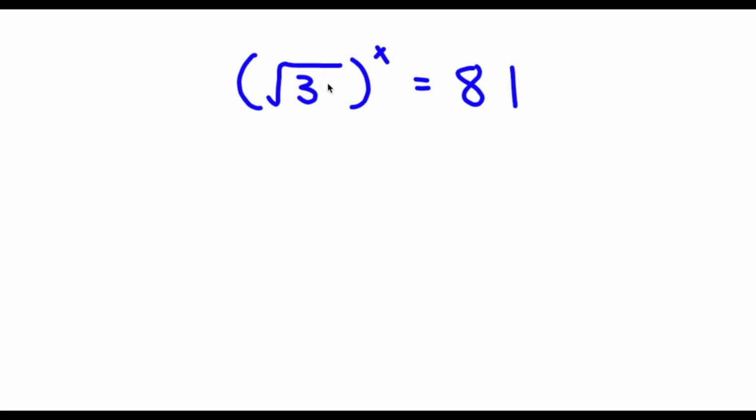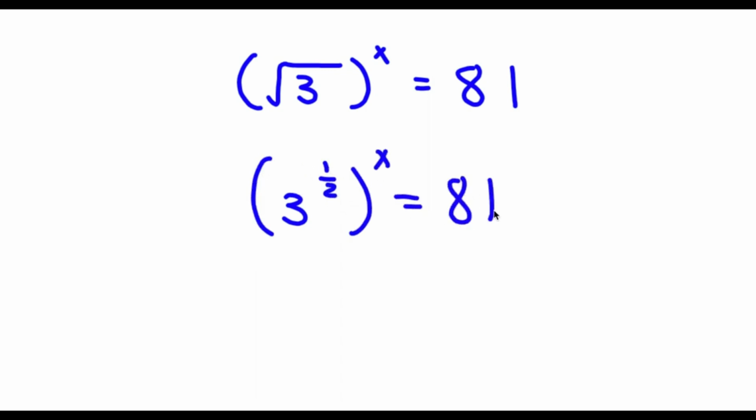Alright, so I have square root of 3 to the power of x is equal to 81. Now the square root of 3, this is the same thing as 3 to the power of 1/2. So now I have 3 to the power of 1/2 to the power of x is equal to 81.